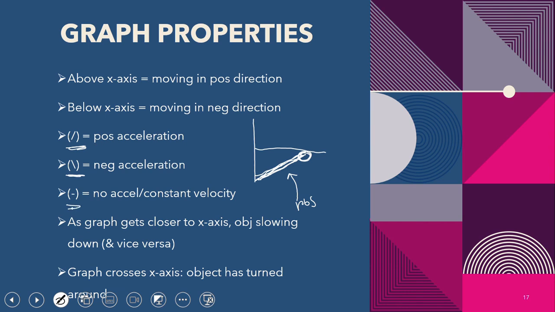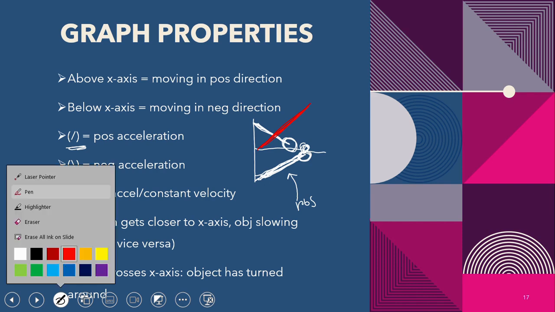And if there's no slope, if it's a horizontal line, that means there's no acceleration because the object is moving at a constant velocity. And finally, as the graph gets closer to the x-axis, like we have over here, the object is going to be slowing down because it's approaching this zero velocity value. Even if the graph is coming from the positive direction like this, the object is still slowing down because it's going towards that zero velocity value, but it's just moving in the positive direction. And then obviously vice versa, if your graph is going away from the x-axis, that means it's speeding up.